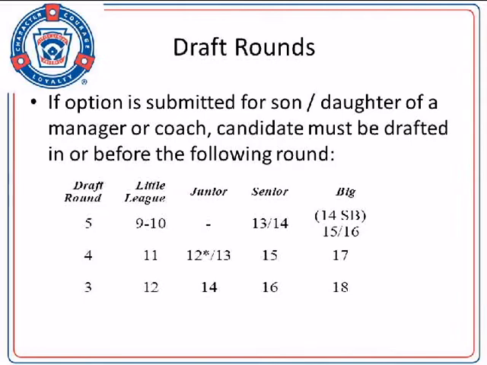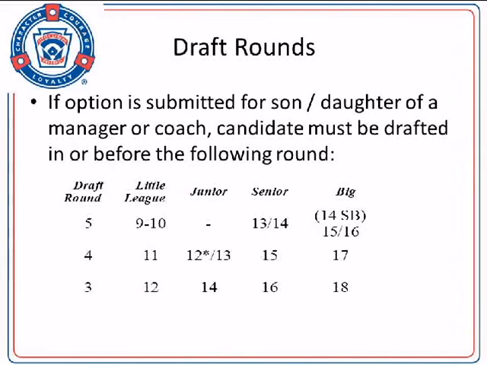Draft round 5 for Little League Baseball and Softball for 9 and 10-year-olds. Draft round 4 for Little League Baseball and Softball for league age 11-year-olds. And draft round 3 for Little League Baseball and Softball for league age 12-year-olds. For the junior division, it's draft round 4 for league age 12 or 13-year-olds for Little League Baseball and Softball, and draft round 3 for Little League Baseball and Softball league age 14-year-olds.